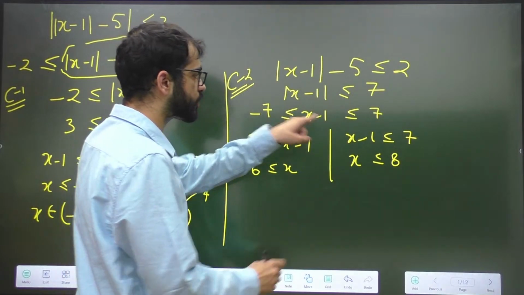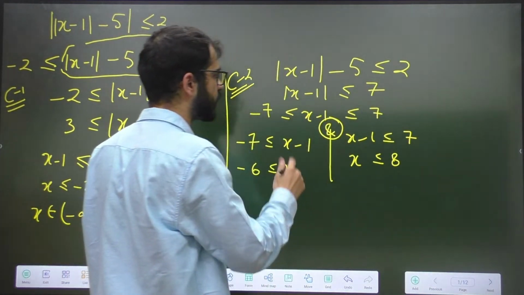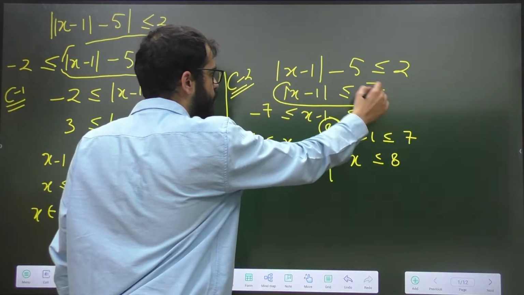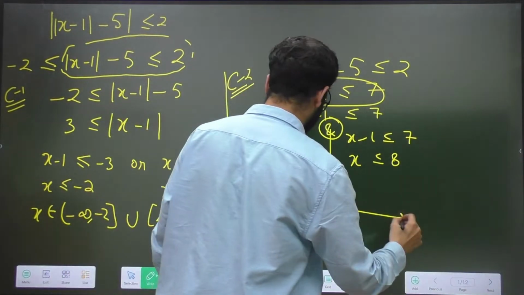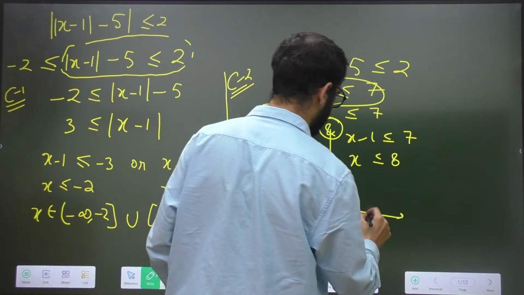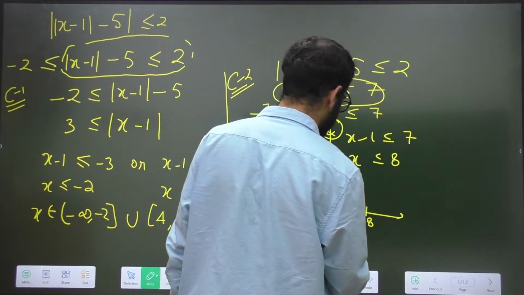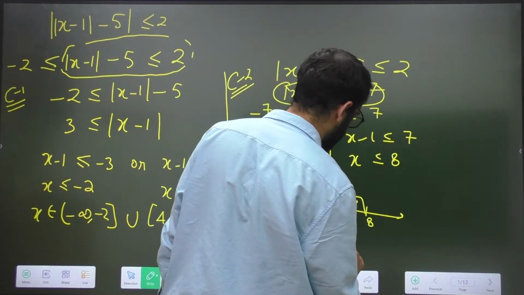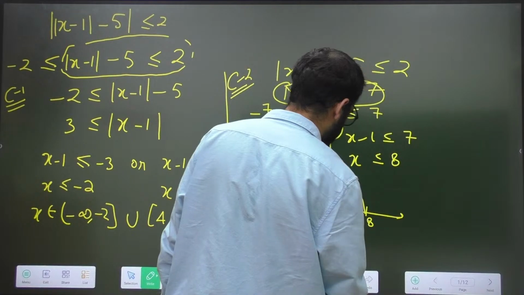So now these two conditions have to be satisfied together in order for this condition to be true. So I'm going to write that x is greater than or equal to minus 6, less than or equal to 8. This will be a closed interval. So it can also be written as x belongs from minus 6 to 8, closed interval.